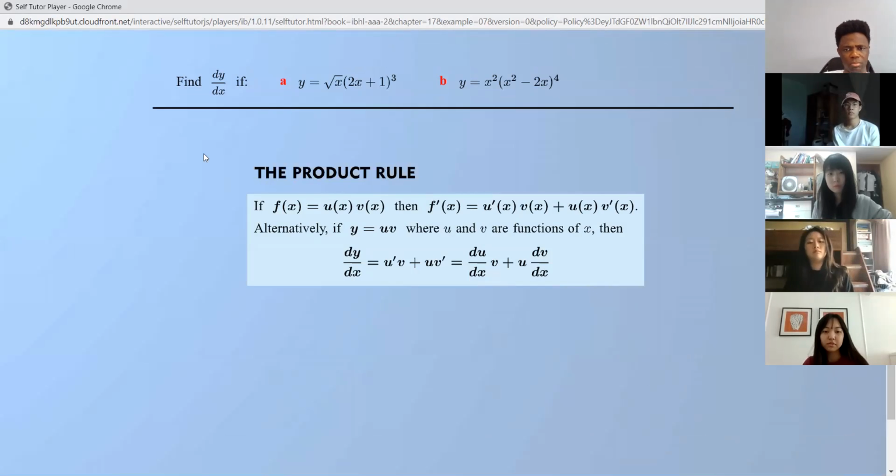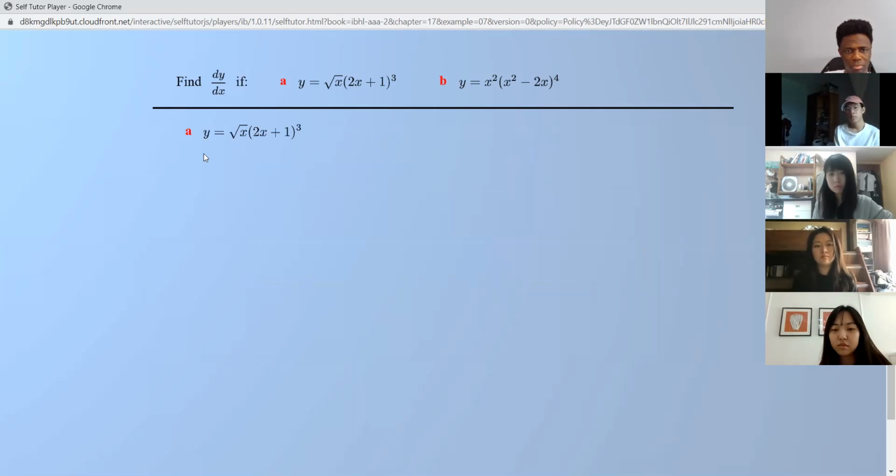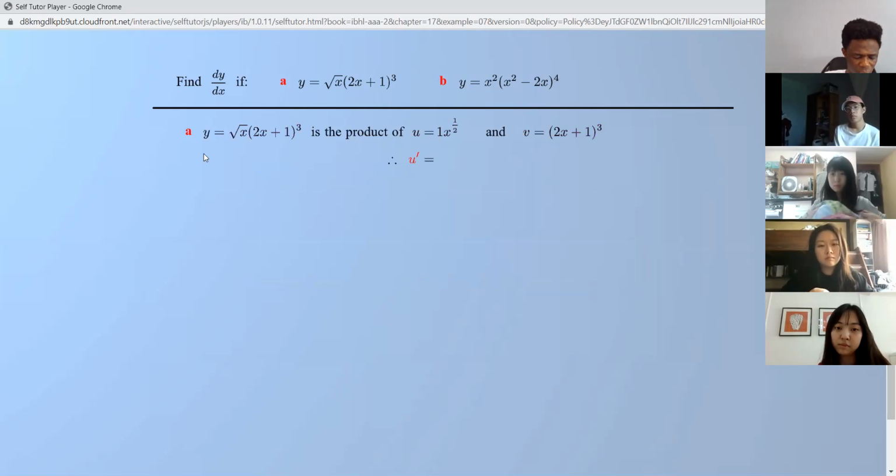Our first step is to write the function as the product of simpler functions u and v, which we know how to differentiate. In part A, we let u be root x. We write it as x to the half, so it is ready to differentiate. And we let v be 2x plus 1 all cubed. We find u dashed by multiplying the coefficient 1 by the power 1/2 and subtracting 1 from the power.